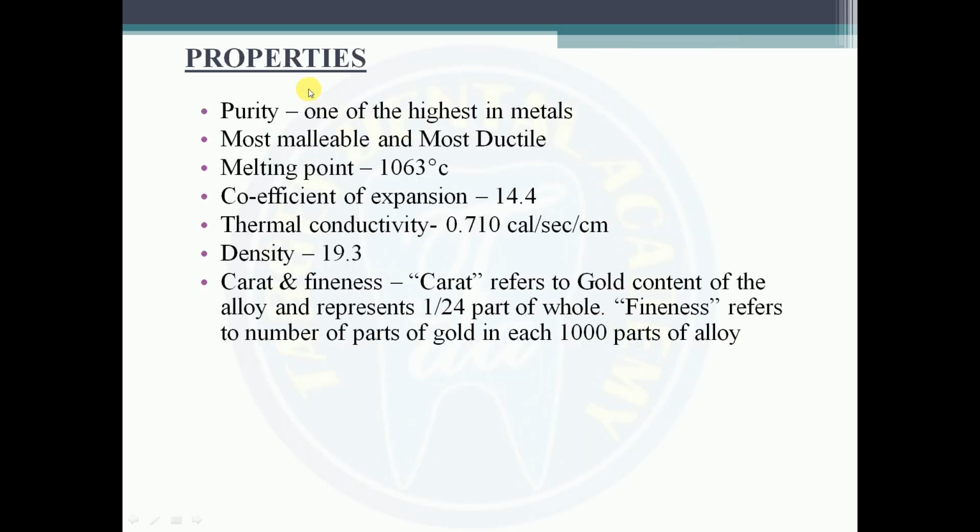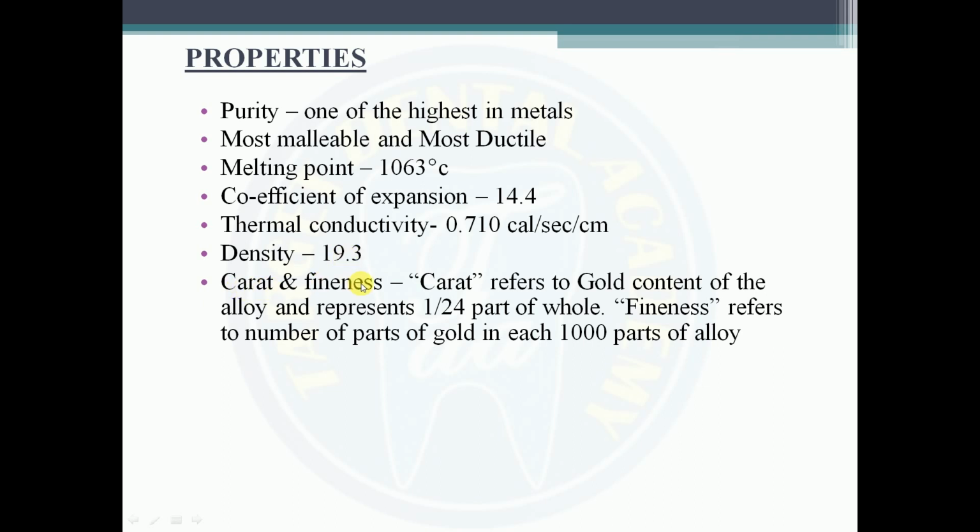So what all are the properties? Starting with the purity, it is one of the highest in the metals. It is most malleable and most ductile, whose melting point is 1063 degrees Celsius. The coefficient of expansion is 14.4, the thermal conductivity is 0.710 calories per second per centimeter, and the density is 19.3.